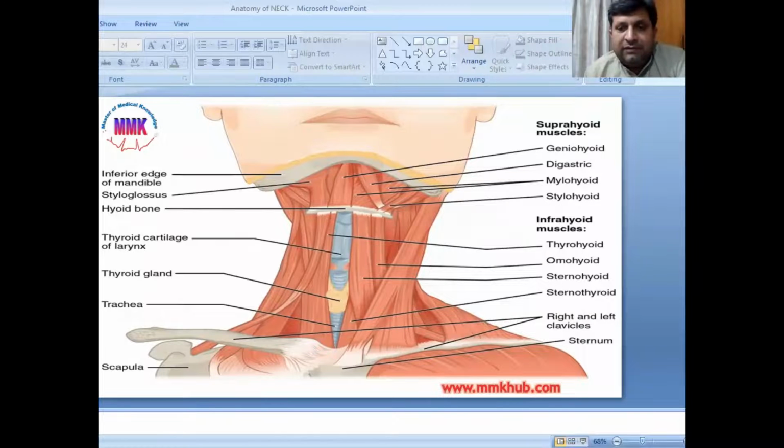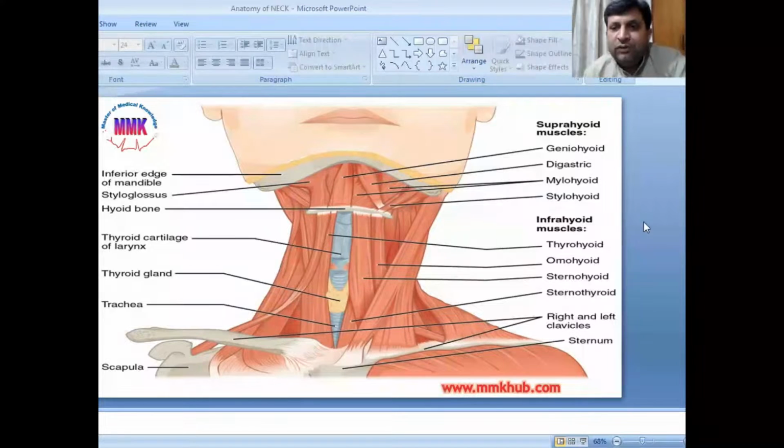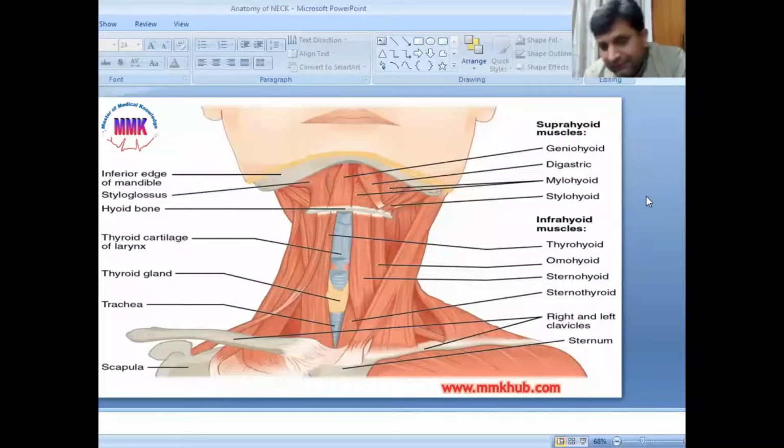This is the same diagram which is showing the division of the muscle into suprahyoid region and the infrahyoid region. As you can notice here, these muscle groups are divided on the basis of the hyoid bone. The muscles present superior to the hyoid are called the suprahyoid muscles, and they include the geniohyoid, digastric, mylohyoid, and stylohyoid muscles. And the infrahyoid muscles, which include the thyrohyoid muscle, omohyoid muscle, sternohyoid, and the sternothyroid muscles.